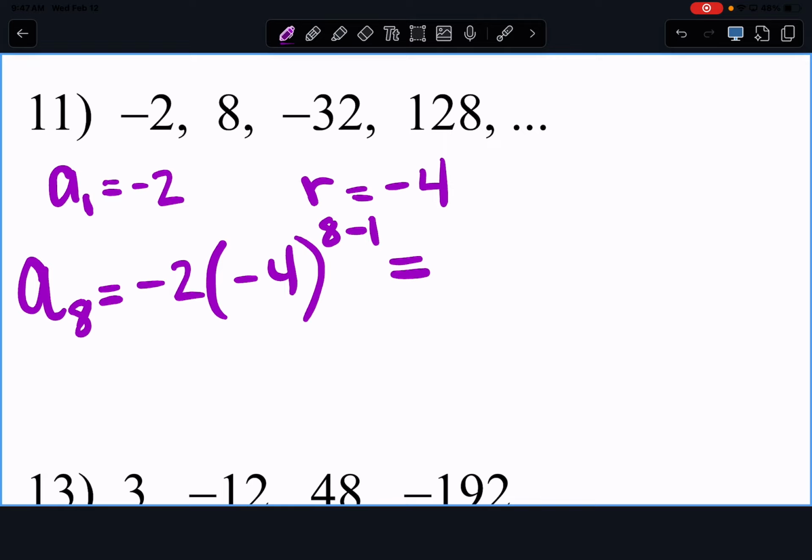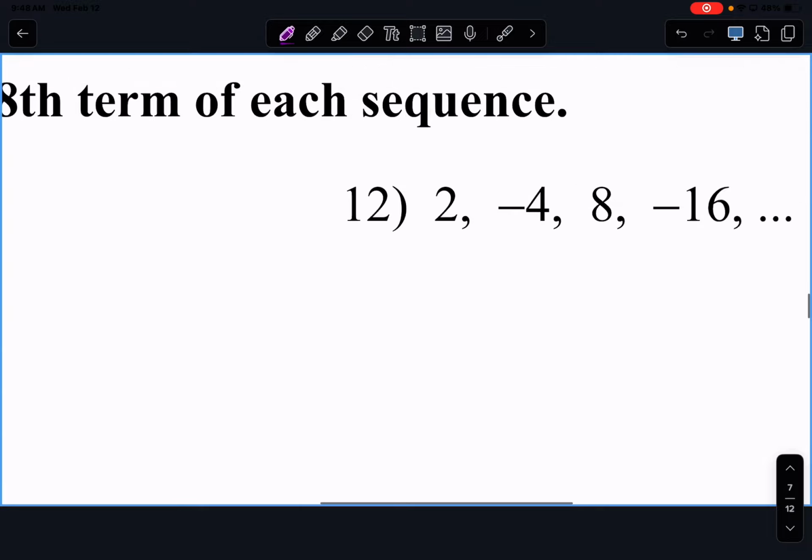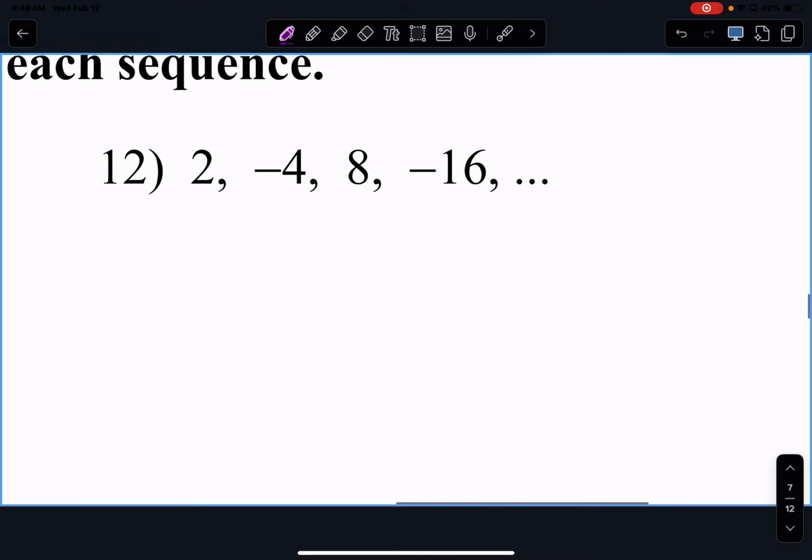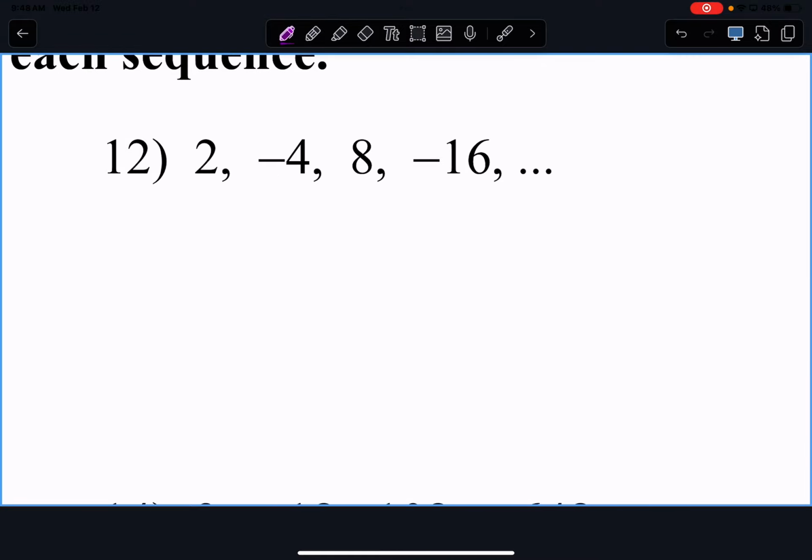All right, what's the answer to this one? I got 32,768. Perfect. Then we're going to do number 12 together too. Okay, for 12, what is A1? 2. For this one, what is our R? -2.